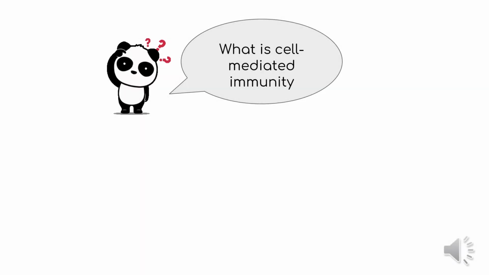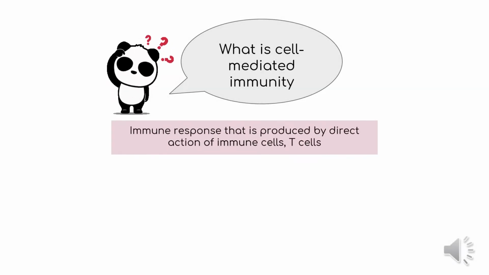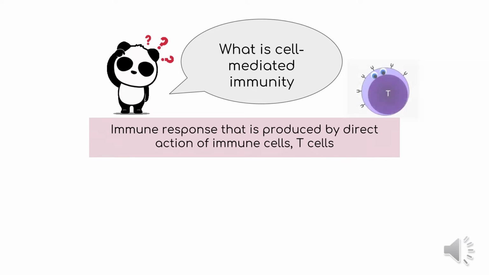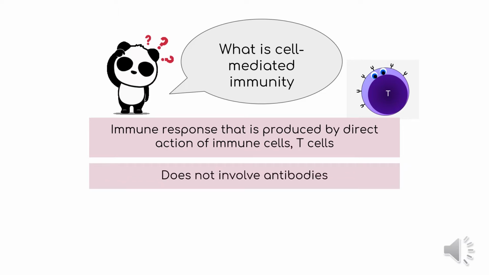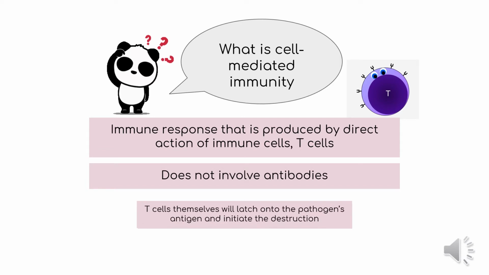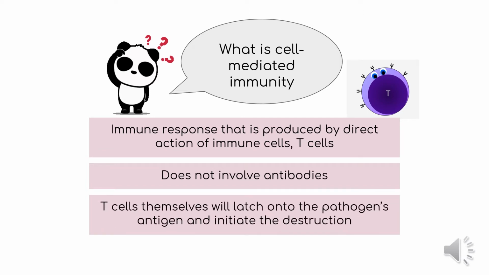What is cell-mediated immunity? It is an immune response that is produced by direct action of immune cells, which in these cases, T cells are the main immune cells. This response doesn't involve antibodies. And why is it called cell-mediated? It actually refers to the action of T cells themselves that will latch onto the pathogen's antigen and initiate the destruction.